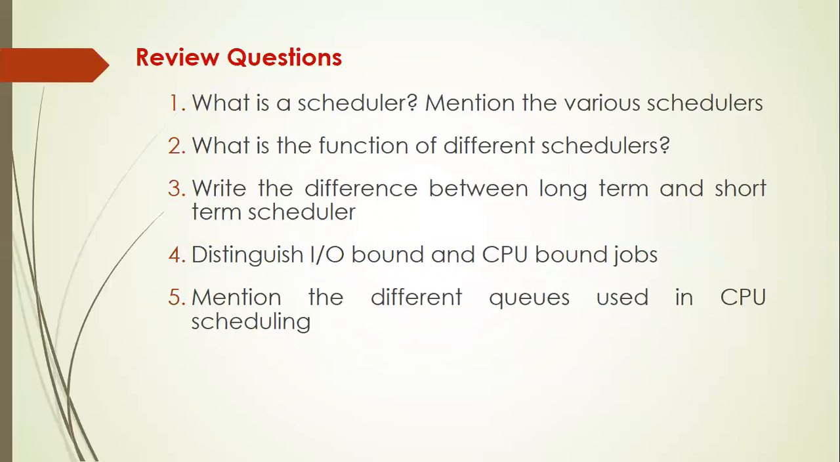So these are some of the review questions. What is a scheduler? Mention the different types of scheduler. What are the functions of different schedulers, etc. Write the difference between long-term scheduler and short-term scheduler. Distinguish between IO bound and CPU bound. Any job which requires maximum CPU time is CPU bound, which requires maximum IO time is IO bound. Mention the different types of queues used in CPU scheduling.